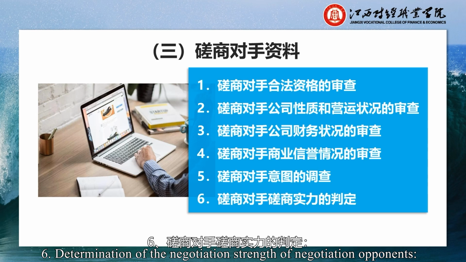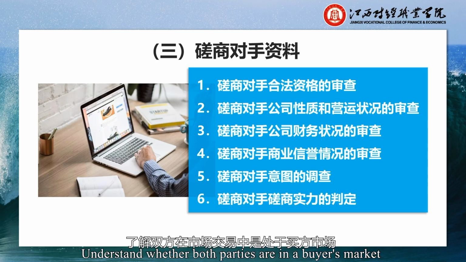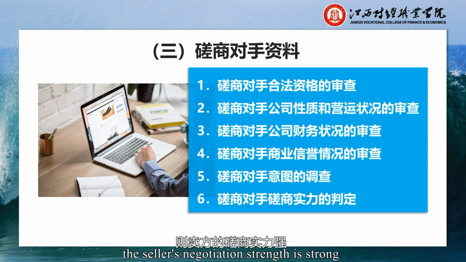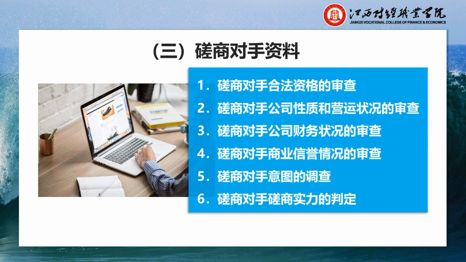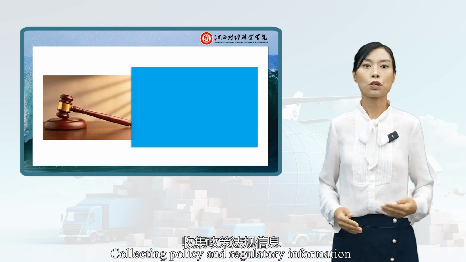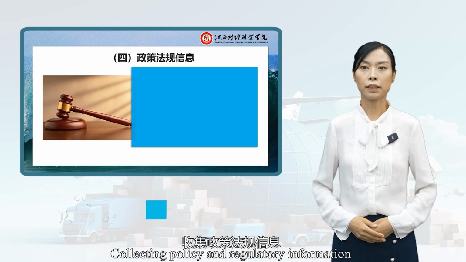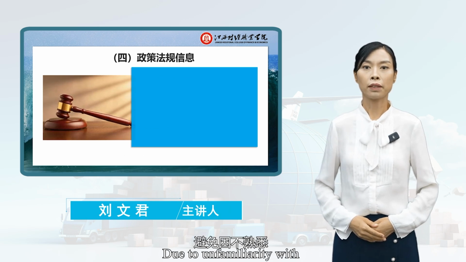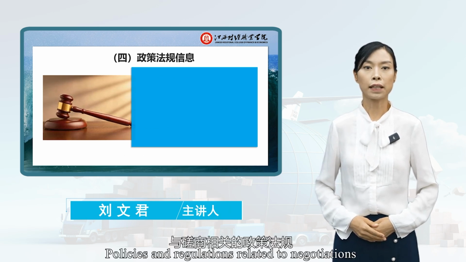Determination of the negotiation strength of negotiation opponents. Understand whether both parties are in a buyer's market or a seller's market. In the market transaction, if it is a buyer's market, the seller's negotiation strength is strong. Otherwise, it is weak.